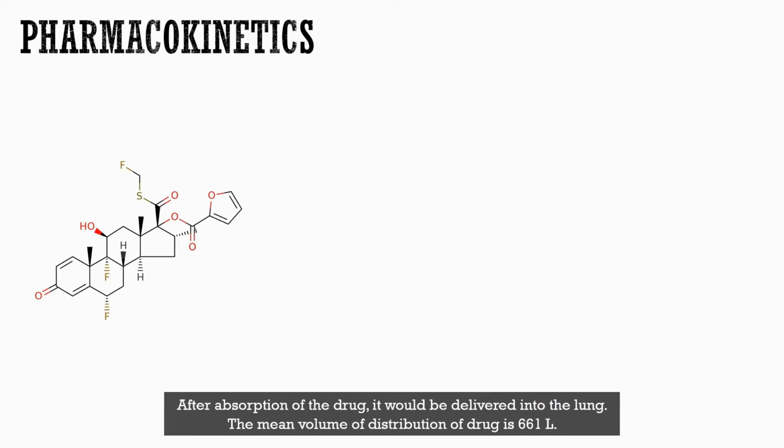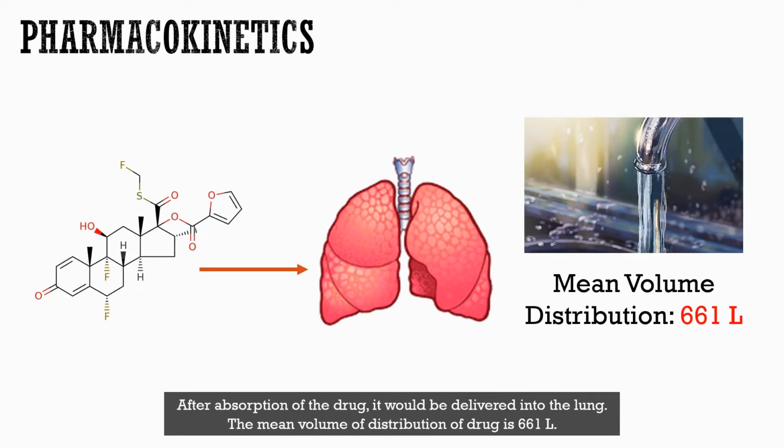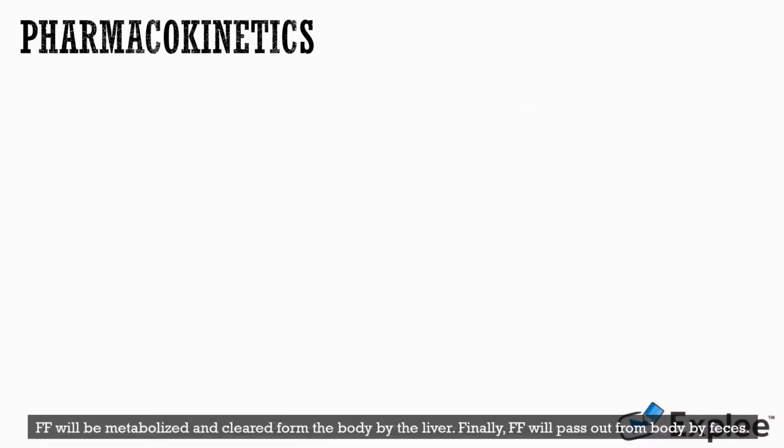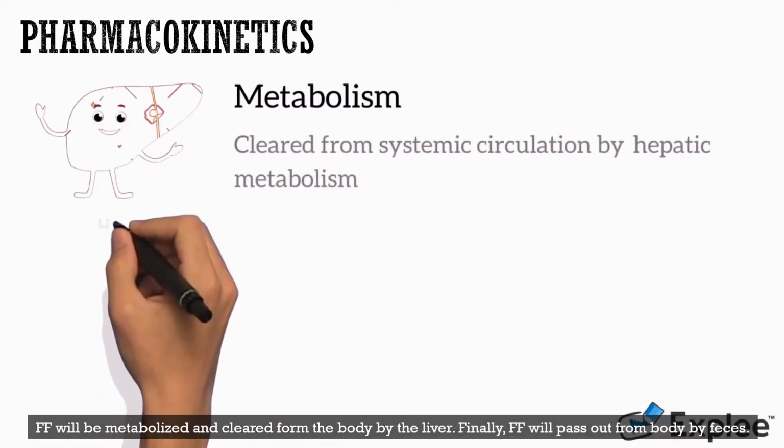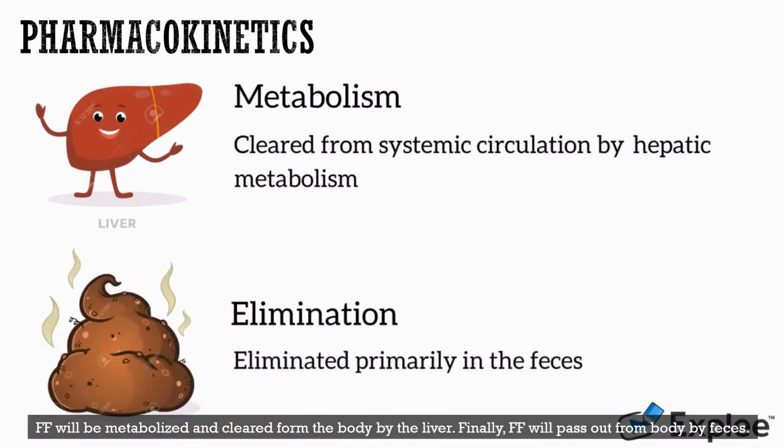After absorption of the drug, it would be delivered into the lung. The mean volume of distribution of the drug is 661 liters. FF will be metabolized and cleared from the body by the liver. Finally, FF will pass out from the body by feces.